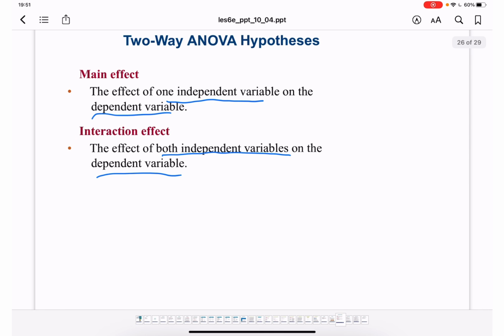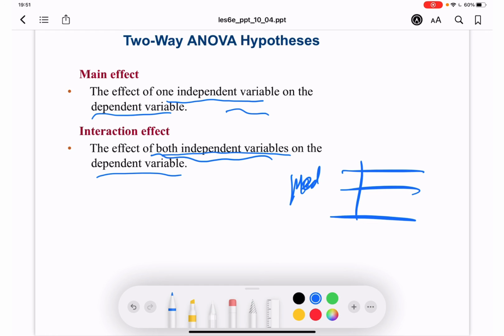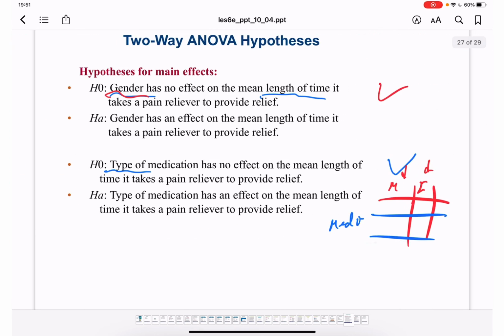So just to remind you, main effect is the effect of an independent variable on the dependent. Interaction is when both. See, our interaction would be in the case of medication, right? We have several medications here, going horizontally, right? Correct? That's what the interaction effect is. All right, so this is our null hypothesis for the main side and the interactive side.